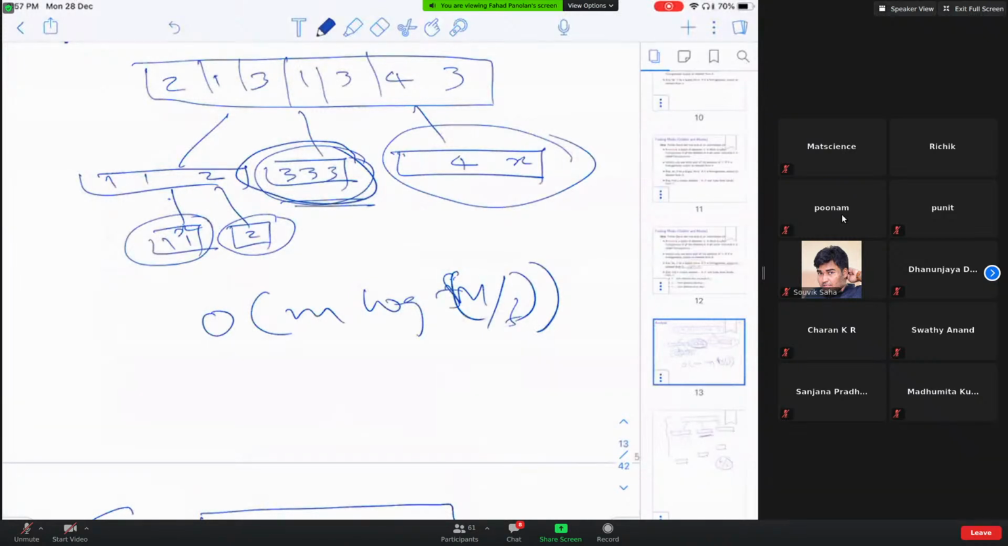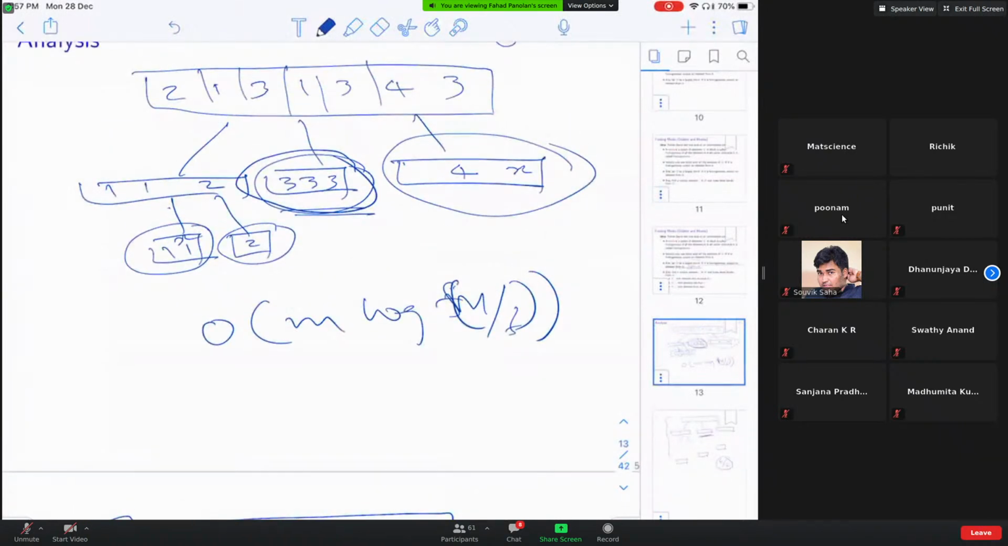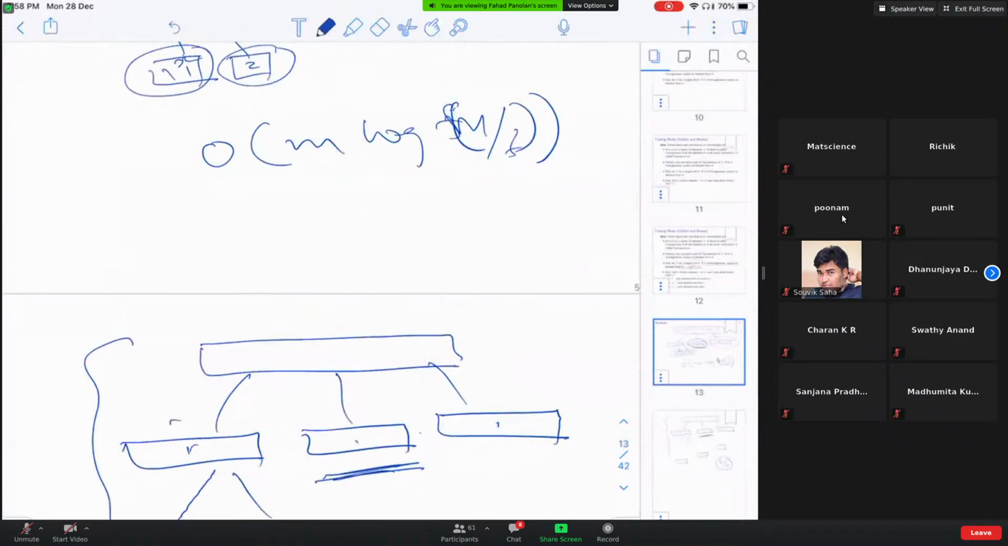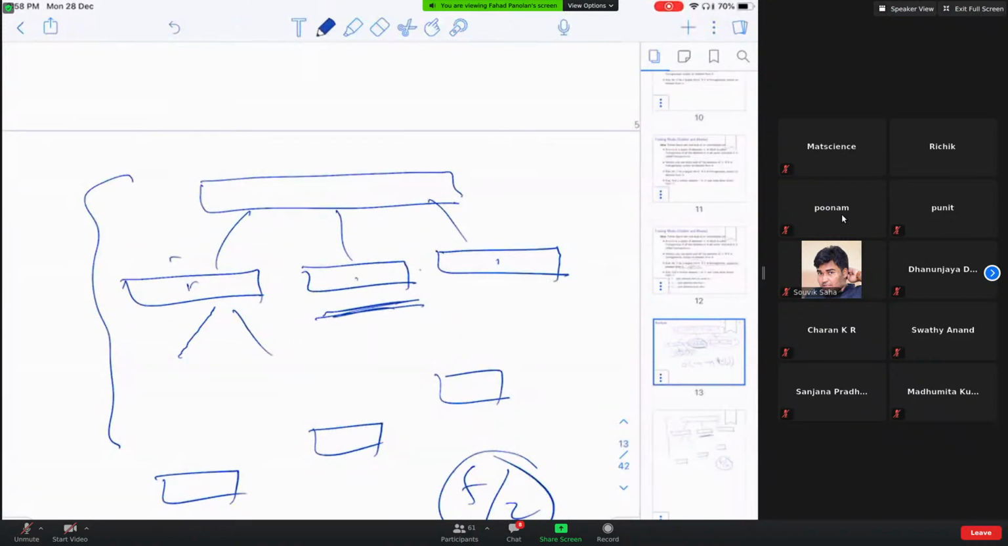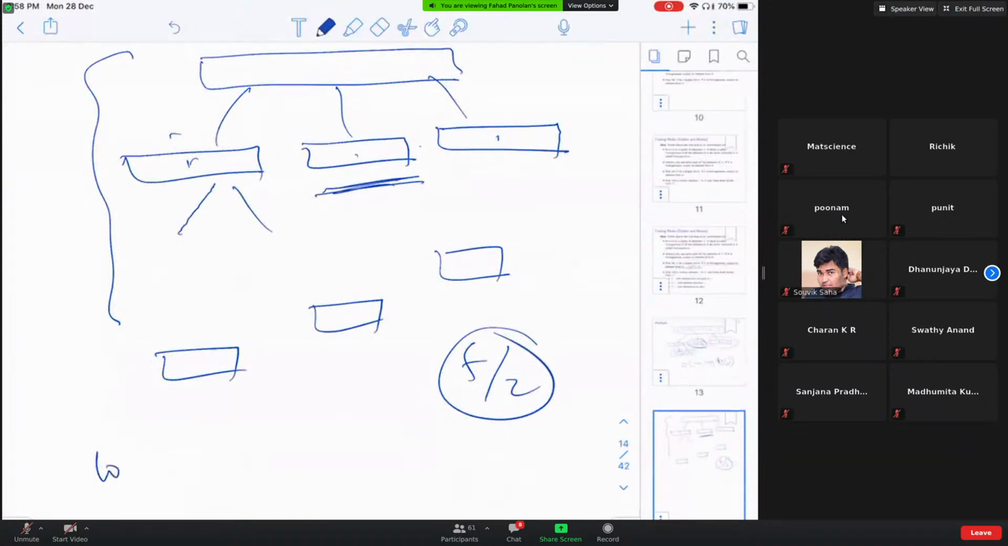Because the frequency of the most frequent element is f, I will not be splitting a block whose frequency is less than f. So I may be splitting a block whose frequency is more than f. Because of that, every block when I stop my algorithm will have size at least f by 2. And the question is, what will be the depth of this tree? Now what I can say is the depth of the tree will be log of m by f by 2.